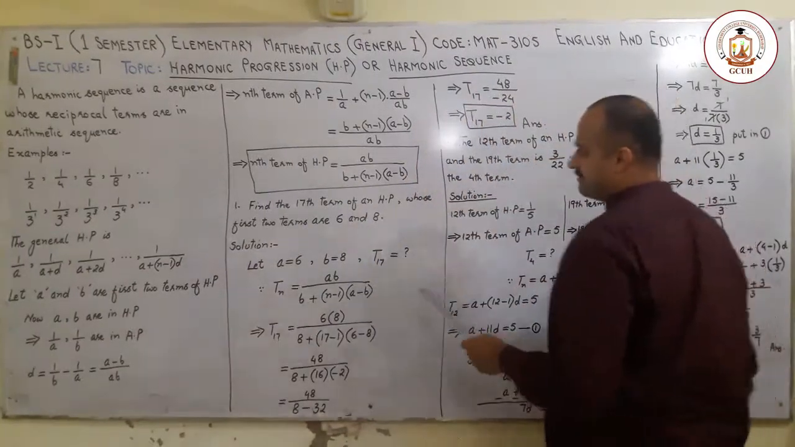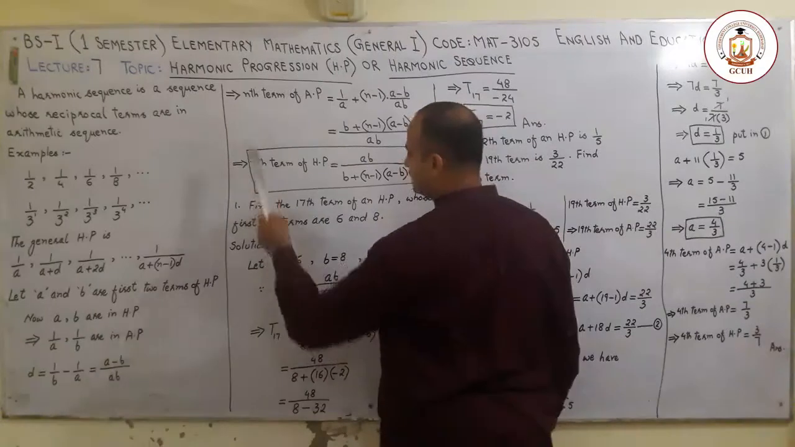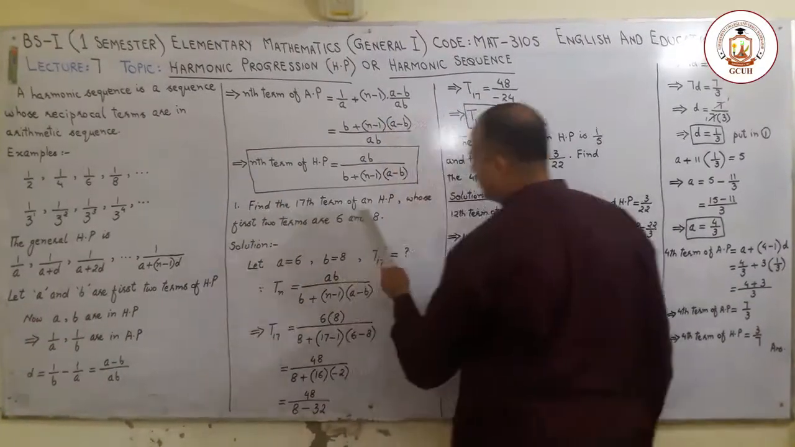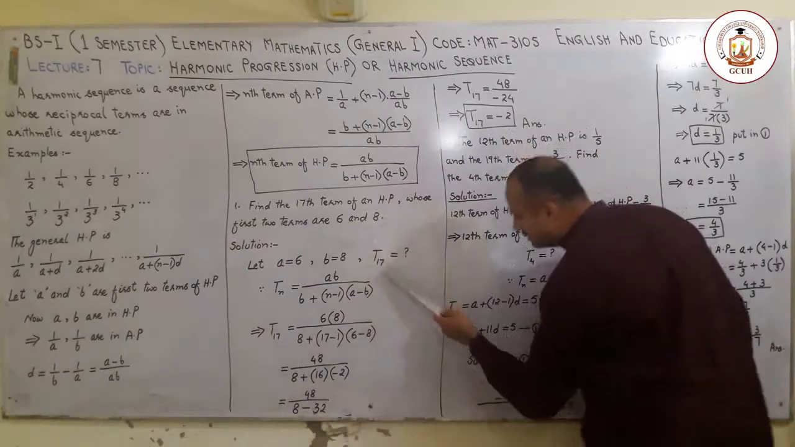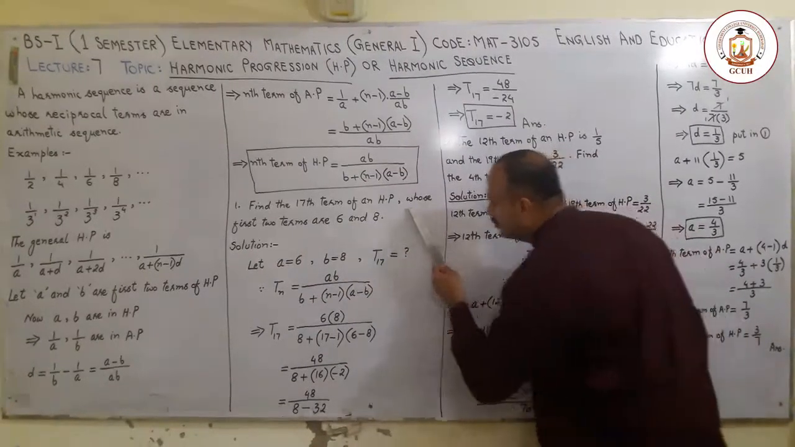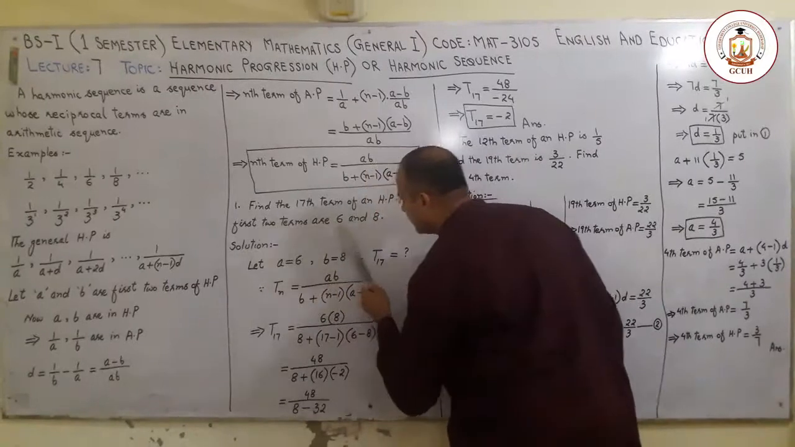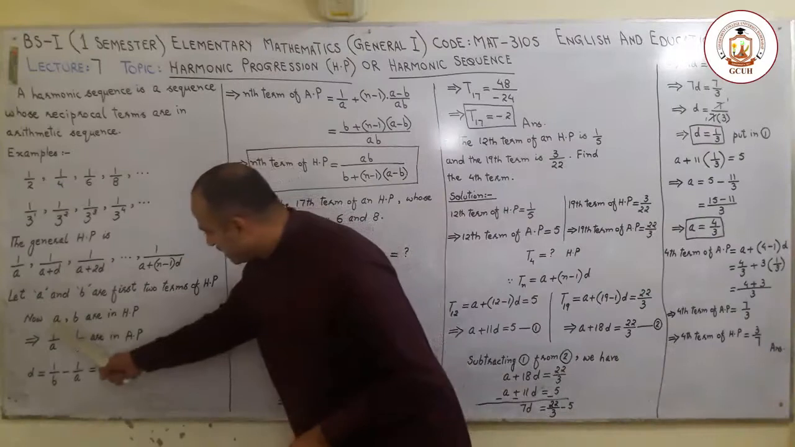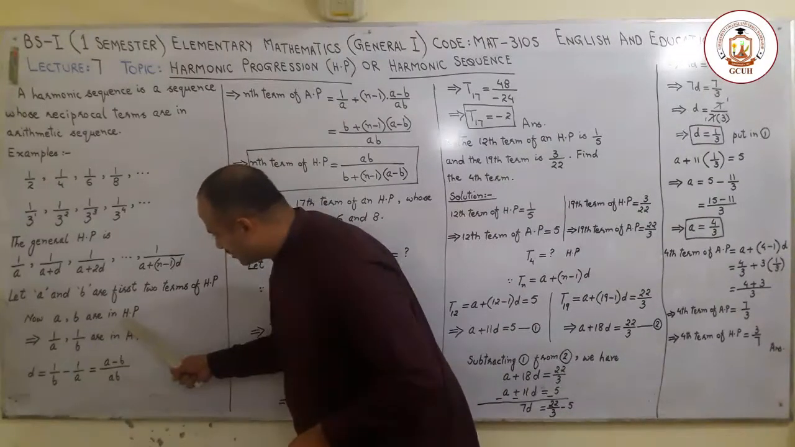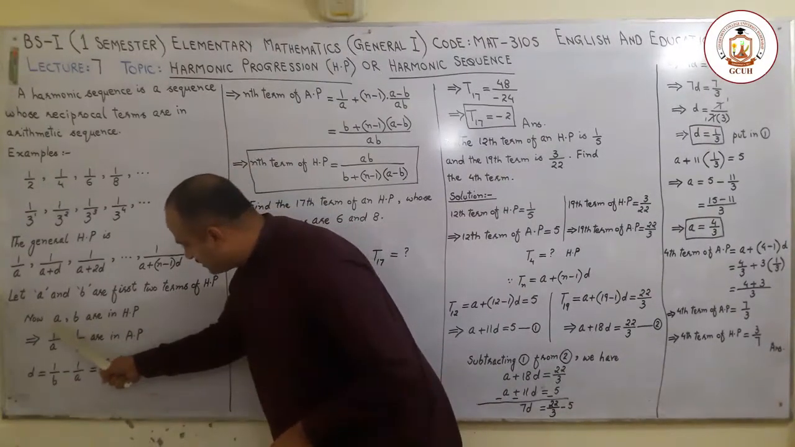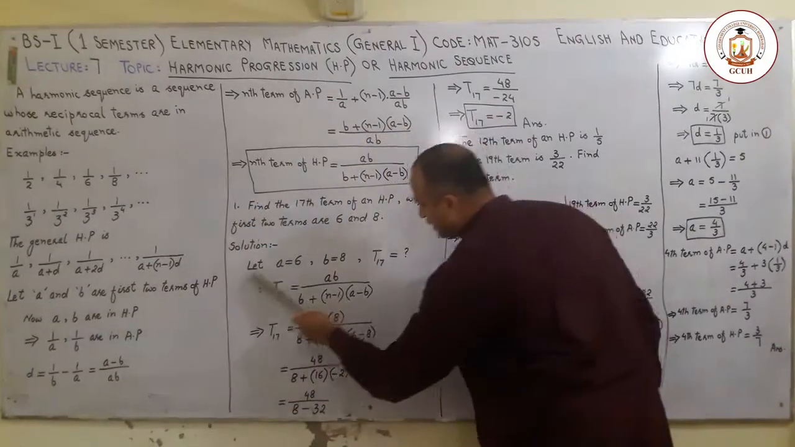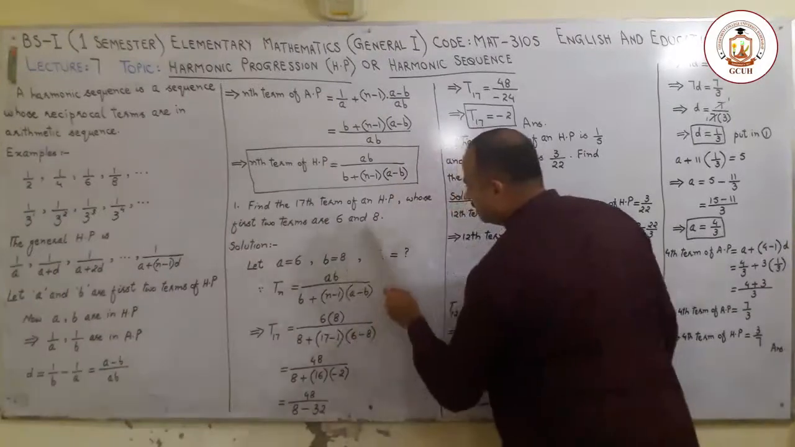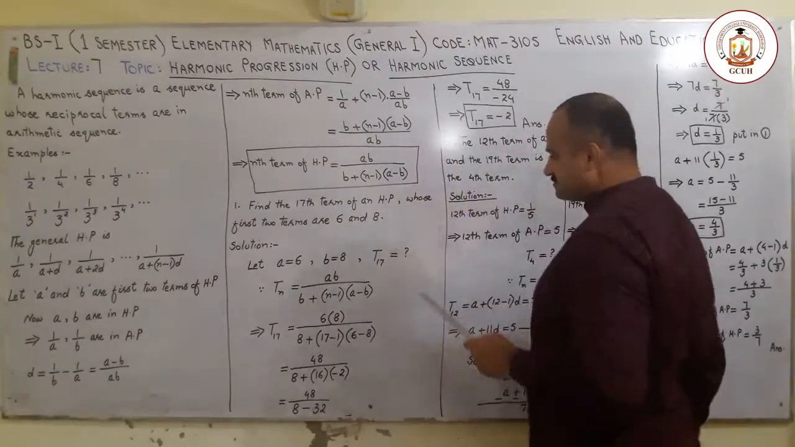So let us have two questions related with this topic. The first question is written here. Find the 17th term of a harmonic progression whose first two terms are 6 and 8. So we know that from the derivation of harmonic progression, a is supposed to be the first term. So here we suppose a equal to 6 and b equal to 8, the second term.